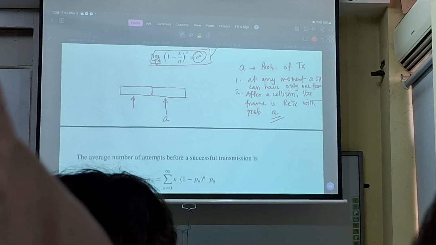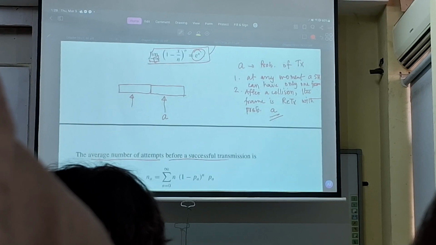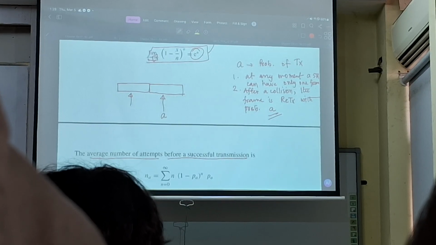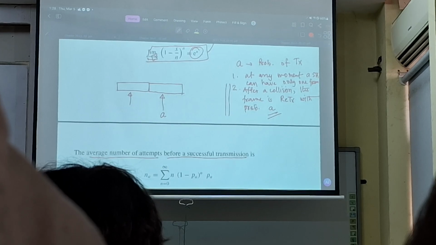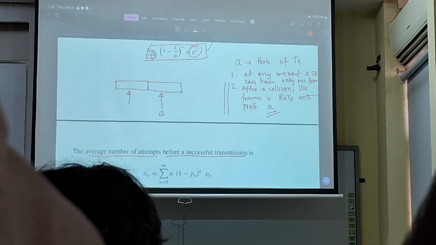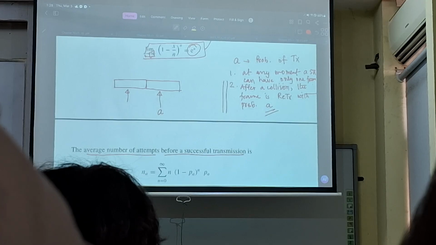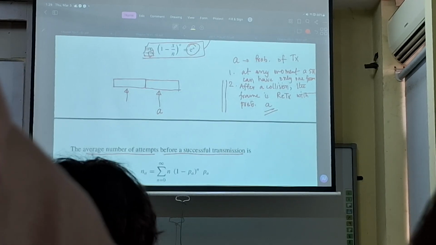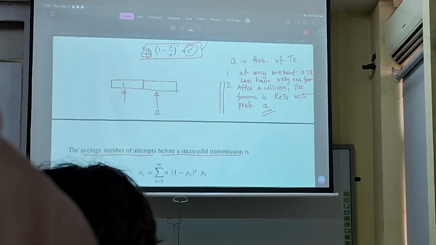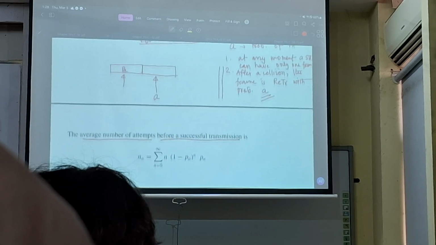Is this clear? Now the question is, what is the average number of attempts before a successful transmission? Whenever a station receives a packet, it immediately transmits. If there is a collision, then it waits a random amount of time, the same as the packet transmission time. Then after that it transmits the same packet with probability A. And the success occurs with probability B, that a frame is successfully transmitted.